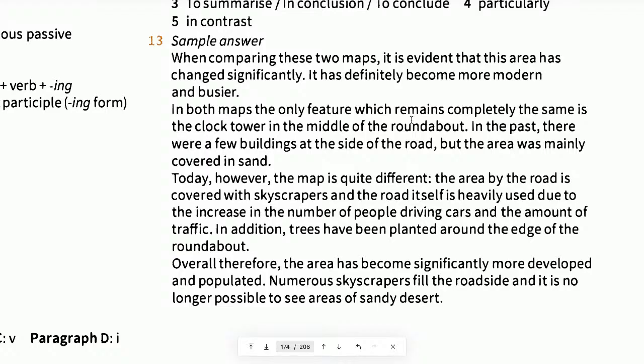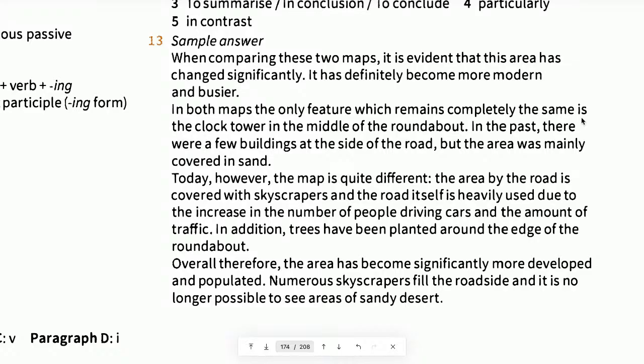Remains is not the main verb for the only feature. Is. So underline is and write V1. Okay? The only feature that is S1, subject 1, and is that is V1. The main verb. Now, so we just need to identify the subject and the main verb. The rest is just the object. Okay? Now tell me, what is the S2 or subject 2?